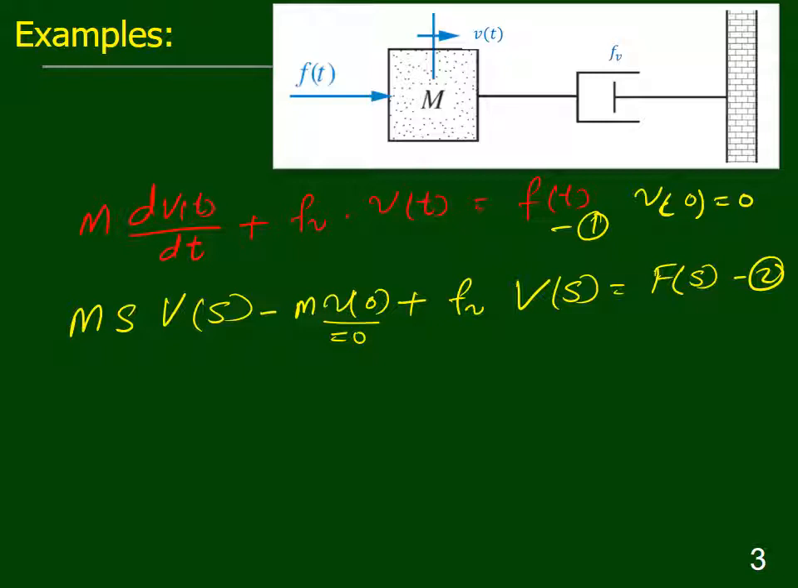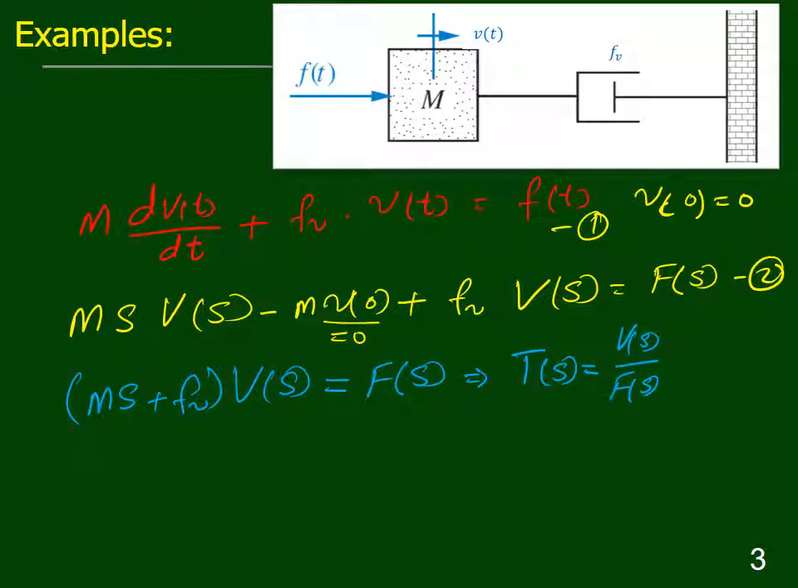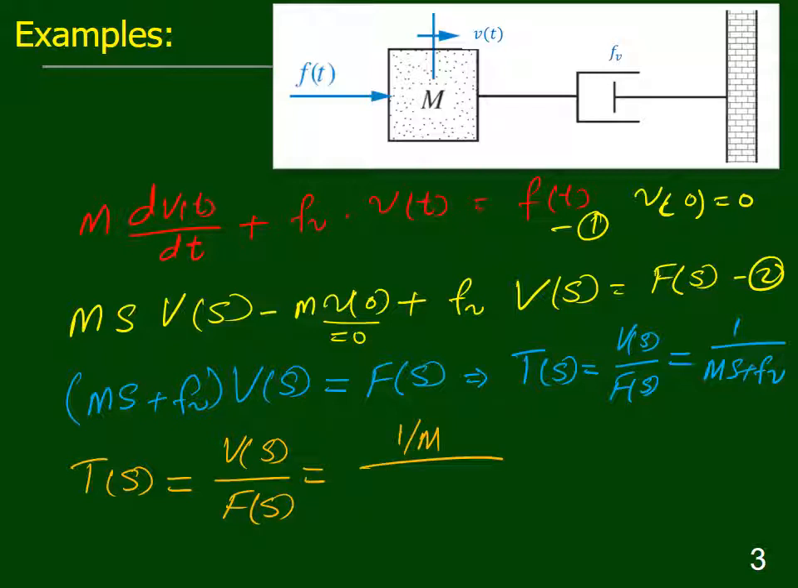Therefore, M s plus Fv multiplied by V(s) is equal to F(s). This implies T of s is equal to V(s) upon F(s), which is equal to 1 over M s plus Fv. It is easy to write this system as T(s) equal to V(s) upon F(s), which is equal to 1 over M upon s plus Fv upon M.